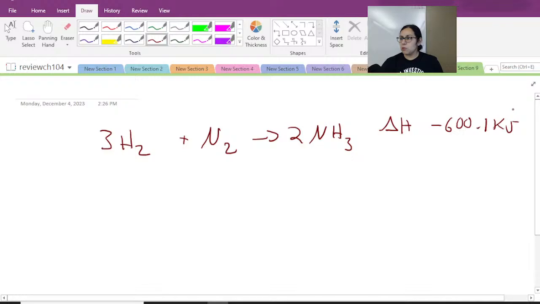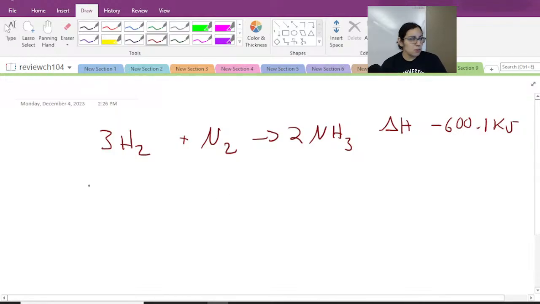600.1 kilojoules. Whatever scenario is on your exam, when this is given to you, remember that this is for the stoichiometric amount. That's the point to keep in mind: this delta H is for 3 equivalents of hydrogen, 1 equivalent of nitrogen, and 2 equivalents of ammonia.